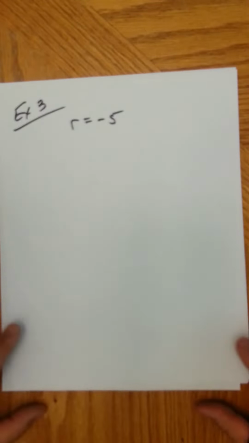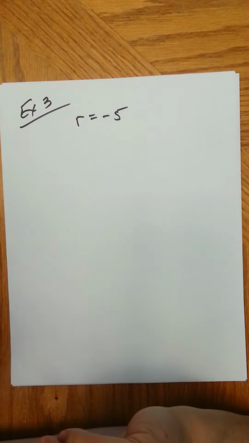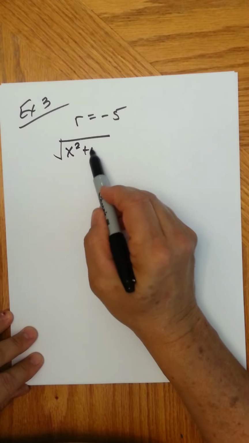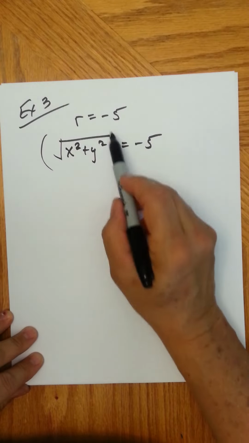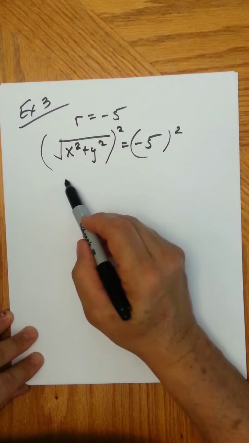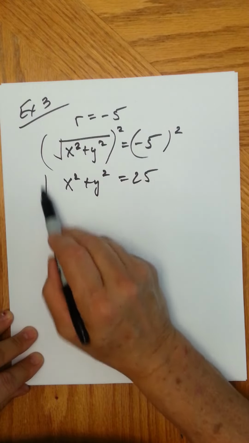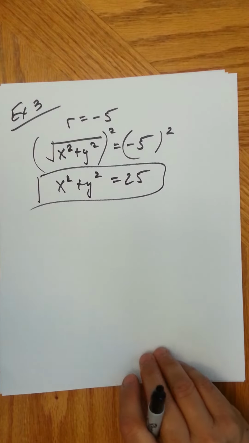Okay. And now, example 3. r equals -5. Again, remember, r squared is x squared plus y squared. So r is the square root of x squared plus y squared. And now if we just square both sides, we'll have x squared plus y squared equals 25. And there we are, that's just a circle centered at 0, 0 with radius 5.